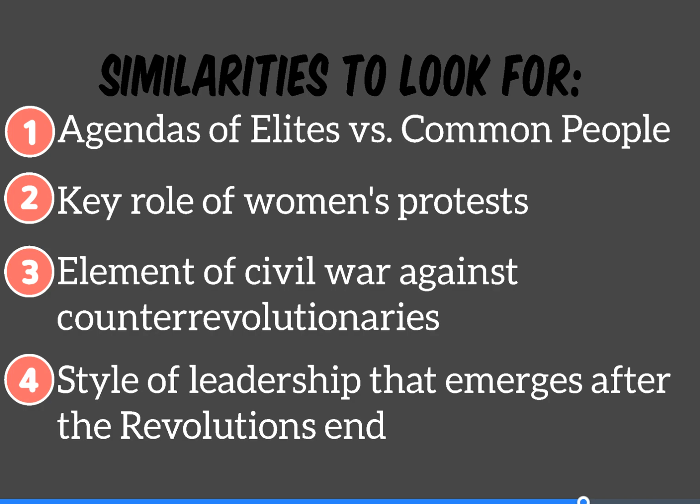There is an element of civil war against counter-revolutionaries in both. Make sure you know the two sides of the civil war for the Russian Revolution and who won and why. And then finally, tomorrow we're going to talk through the style of leadership that emerges after the revolution's end. We know it ends up with Napoleon in France. We got to figure out who ends up in power in Russia or the Soviet Union at the end of the Russian Revolution.